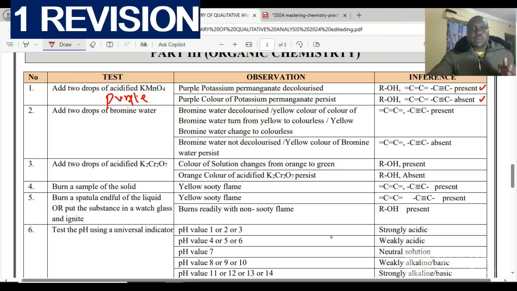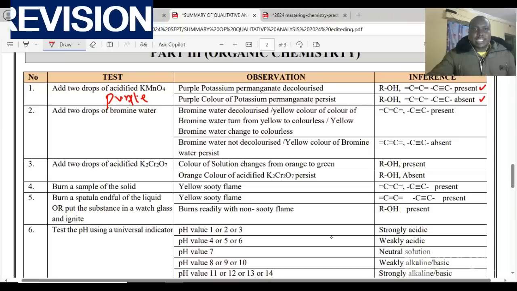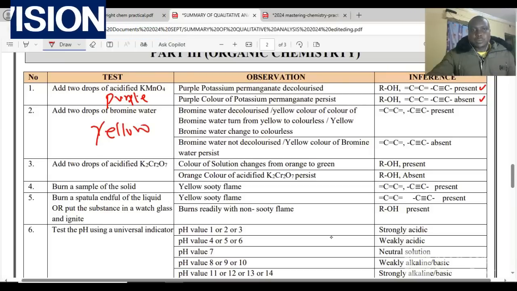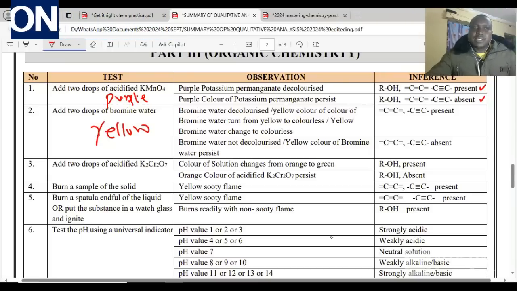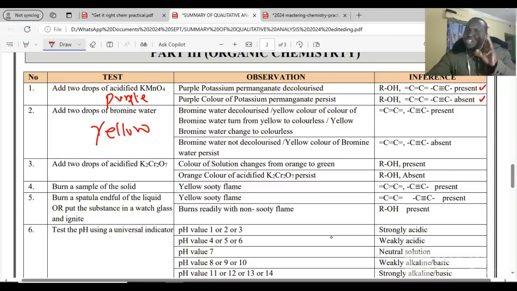We are adding bromine water. The color of bromine water is yellow. We call it yellow bromine water. So if the color changes from yellow to colorless, then it means only 2. For bromine, we need two things only. Which ones are those? If the color changes from yellow to colorless, or you say bromine water is decolorized. To decolorize means the color of bromine has changed from yellow to colorless. So simply write bromine water is decolorized.